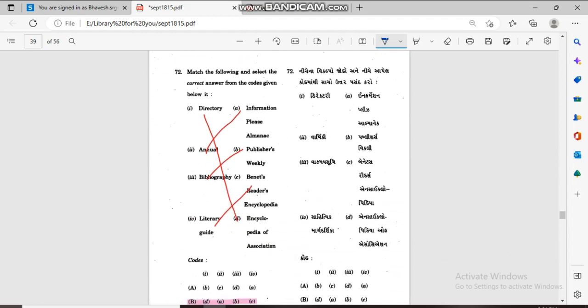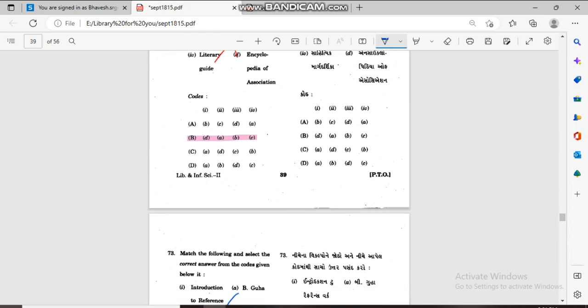Match the following. Directory, the Encyclopedia of Associations is the directory. Information Please Almanac, annually. Publishers Weekly, the bibliography. Bennett's Reader's Encyclopedia, literary guide.